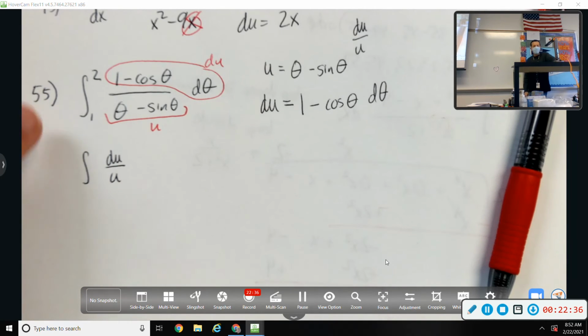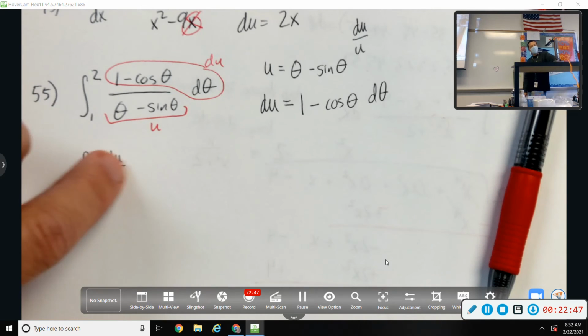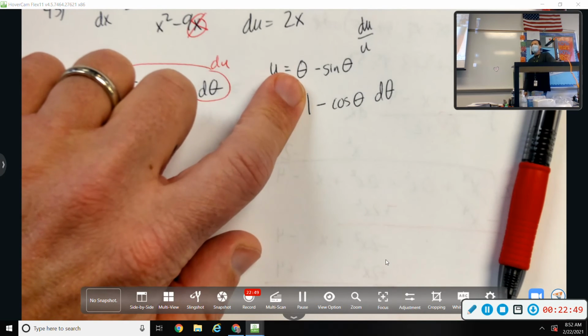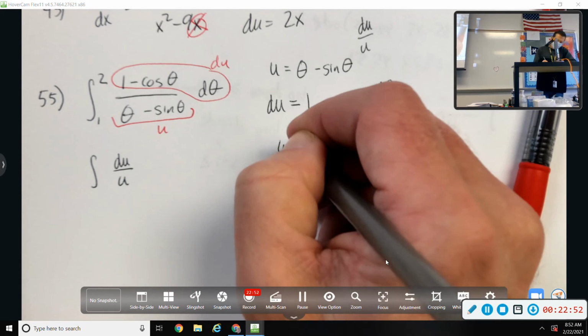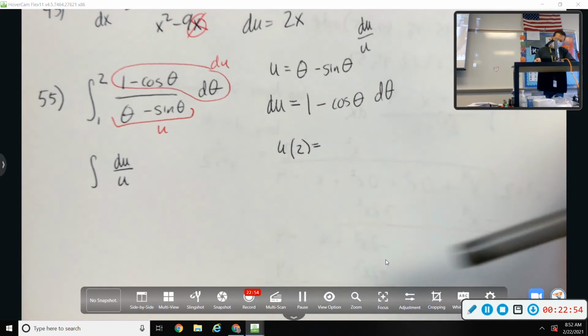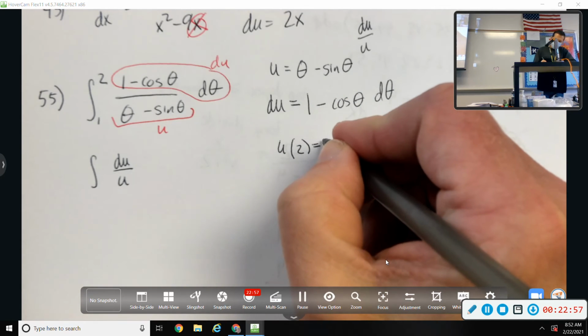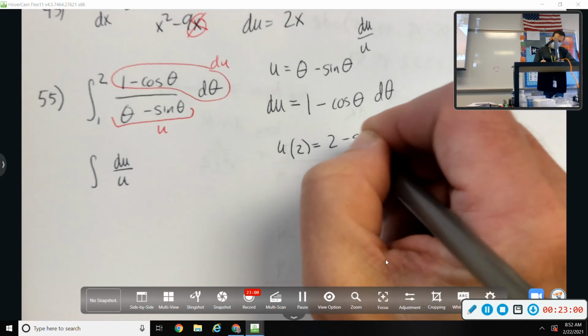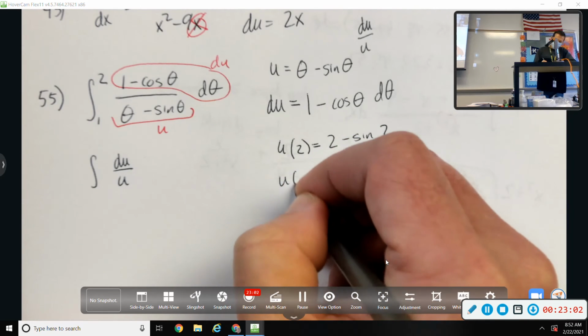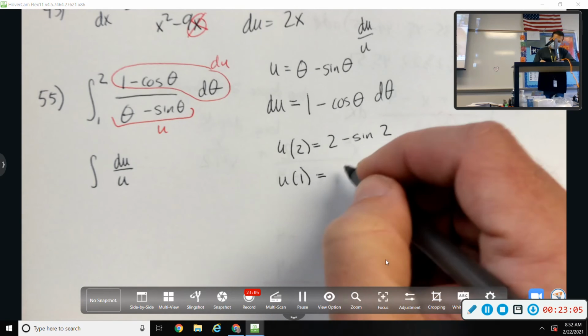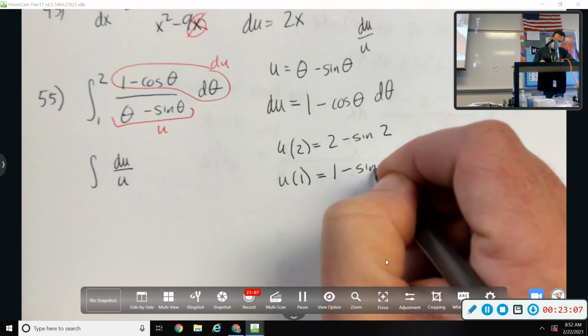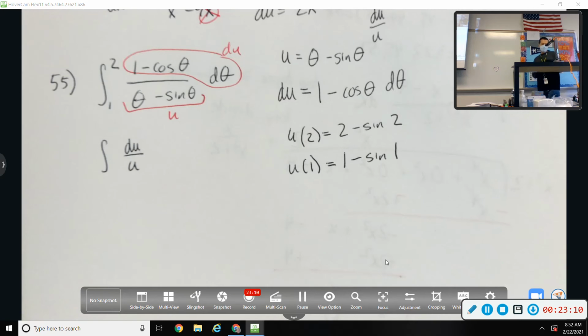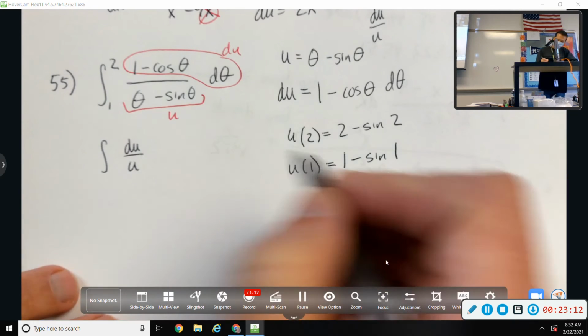You guys did much better than people usually do on this part of the last test, the limit stuff. So good for you guys. If you want to use the theta limits, that's fine, but that means you have to work the problem and put it back in terms of theta. Most of you, rightly, said, you know what, let's change these limits. So if I plug in 2, I get 2 minus sine of 2. If I plug in 1, I get 1 minus sine of 1. And those are my new limits because those are u things now.